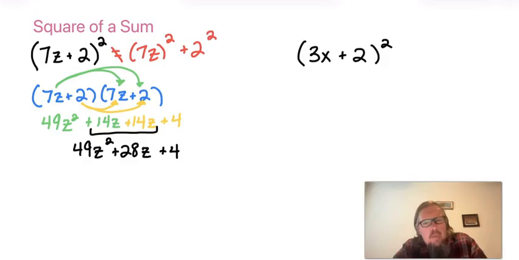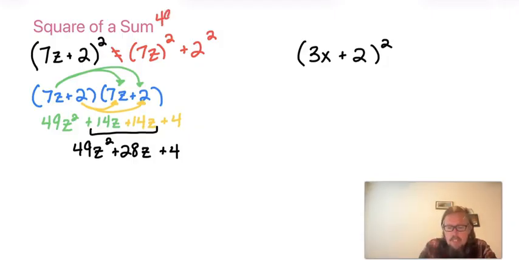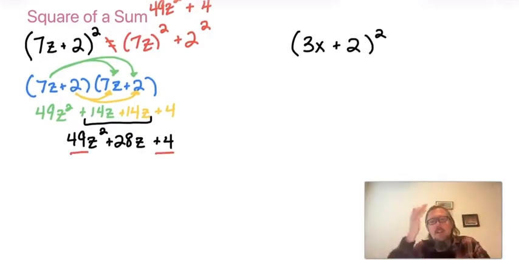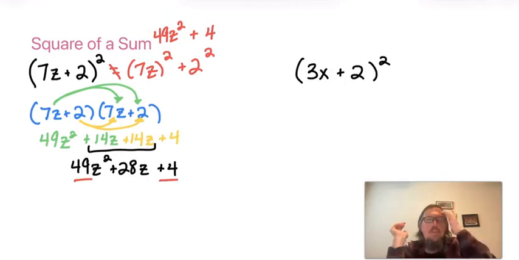Now what I said right at the beginning was this is not equal to 7z squared plus 2 squared, and it's not. But 7z squared is 49z squared, and 2 squared is 4. So if I had incorrectly done 7z squared plus 2 squared, again, that's incorrect, but if I had done that, I would have gotten the first term and the last term. I would have only been missing the term in the middle, which was 28z.